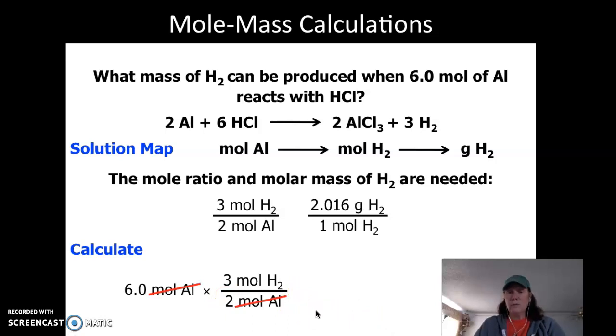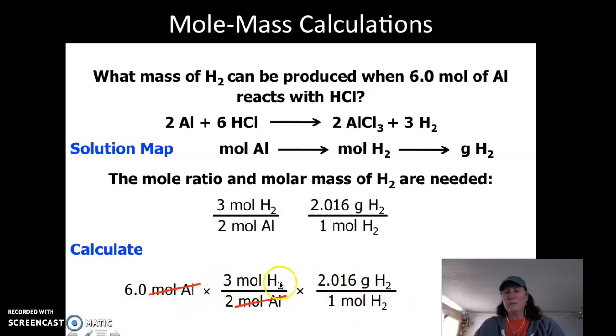Now I've got moles of hydrogen, but the question wants to know mass. So I'm going to do one more conversion. I'm going to change moles of hydrogen into grams. 1 mole on the bottom, and again, I would just use 2. You guys don't have to use 2.016, but if you have to, whatever. So what I did now is I got rid of moles of hydrogen and changed it to grams. This is like we did before when I asked, what is the mass of 2.4 moles of water? We just switched it by putting moles on the bottom and the formula mass on top.